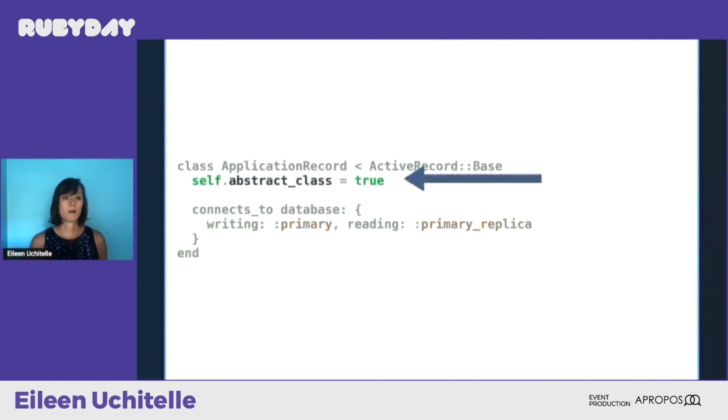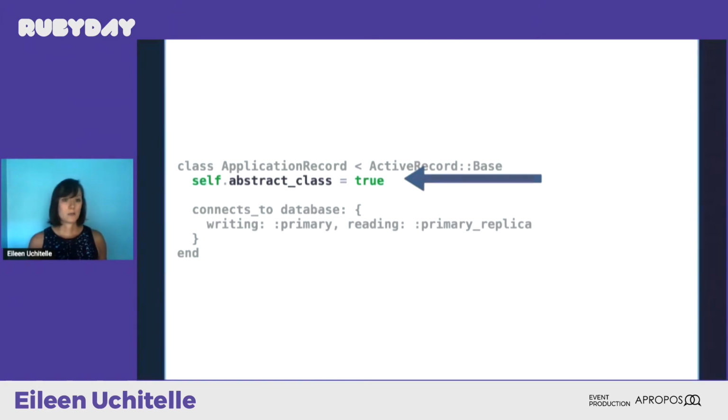connects_to should only ever be called on abstract classes. Database clients have a limited number of open connections they can have, so you want to ensure that you're only establishing each connection once. Always set up your connections in an abstract class and inherit models that need to talk to that database from the parent class.